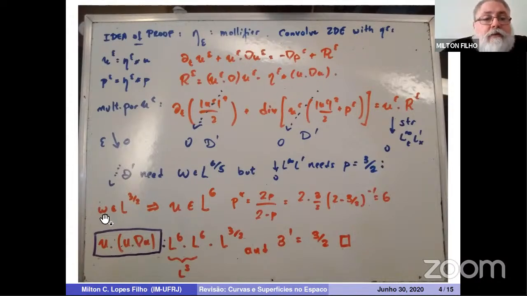So this is exactly the threshold that makes this term L1. Omega in L3/2 is exactly what makes this thing integrable. And this is precisely the condition. Once you open things up, it's precisely the condition that will make this thing converge to where it should go.